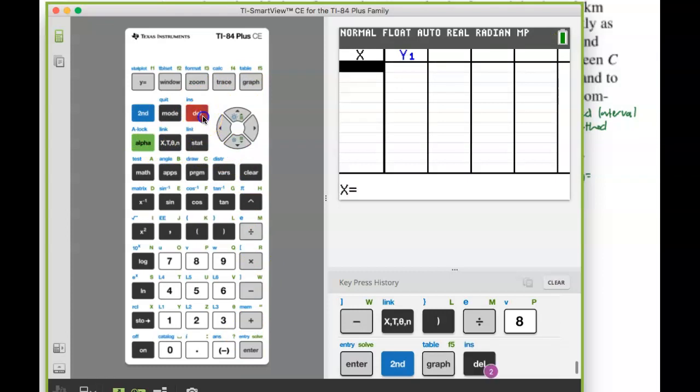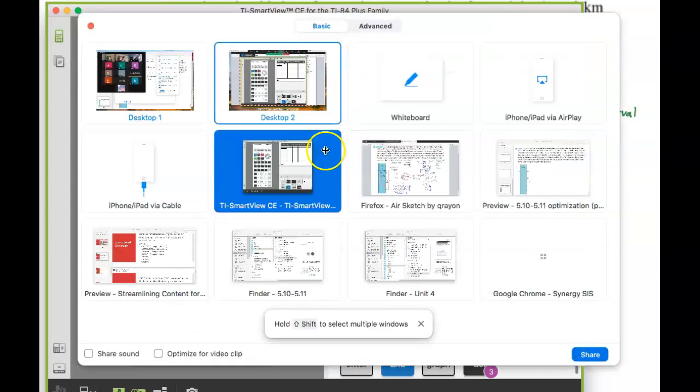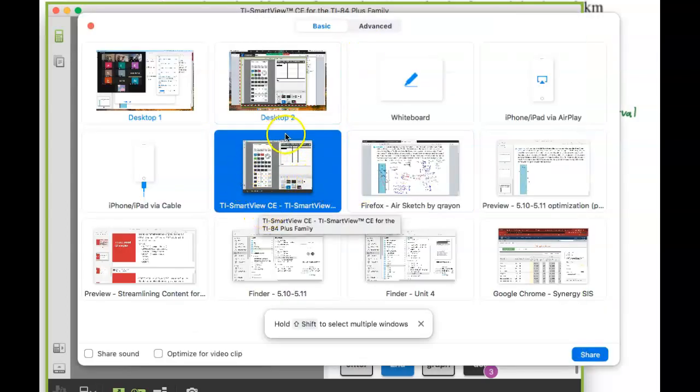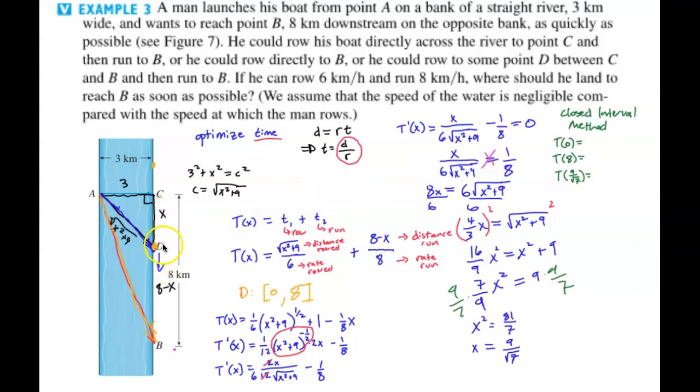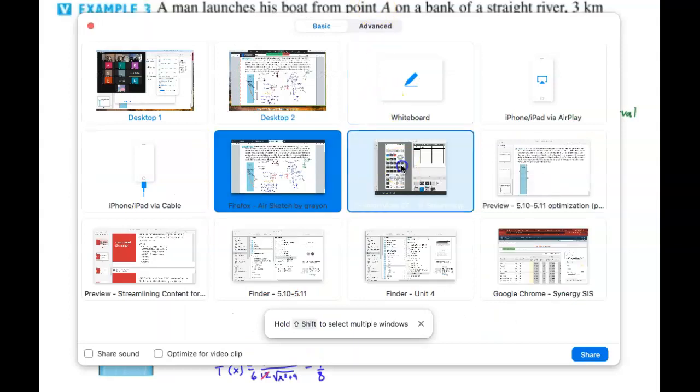Just going to delete this stuff. All right, now we can just input our x. X being, remember what x is, it's the landing point or the distance below straight across the river that we should land, right? We input the x and that will output the time it takes in hours, because our units are in kilometers per hour, in hours that it takes to get to point B.